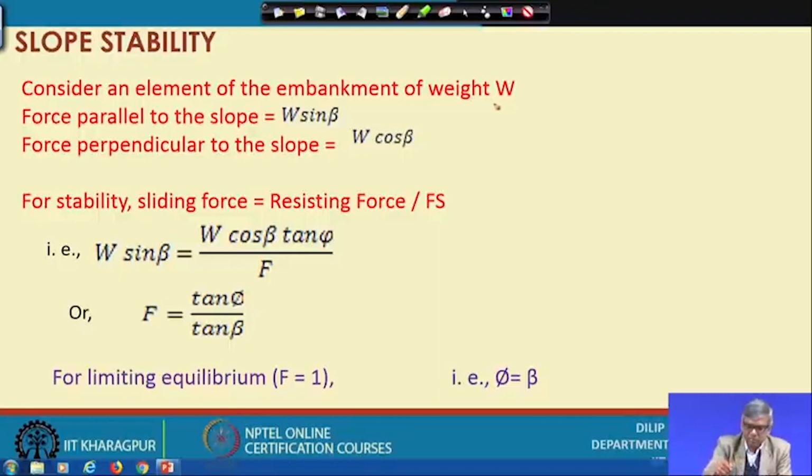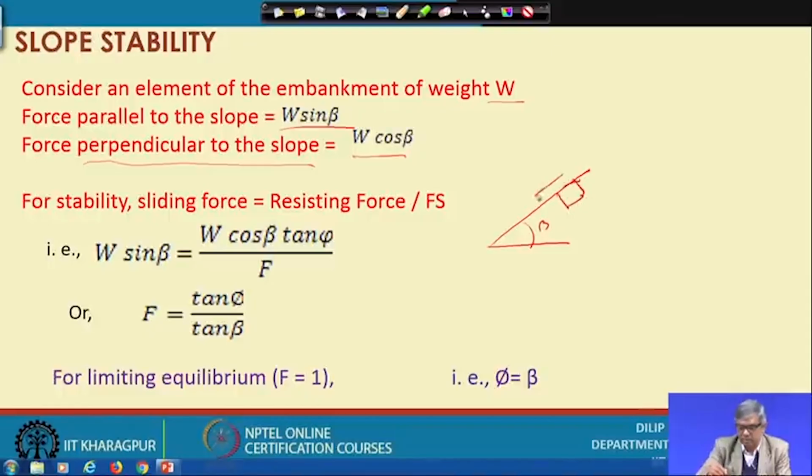W is the weight, and the force parallel to the slope will be W sin beta, which is shown as T, and the force perpendicular to the slope will be W cos beta. If this angle of the slope is beta, then the two components are W sin beta and W cos beta. And for stability, the sliding force must be equal to the resisting force divided by the factor of safety. If it is just on the verge of failure, that means Fs will be equal to 1. In that case, the sliding force and resisting force are equal, so they are just stable, but with a little disturbance, the mass will start moving.